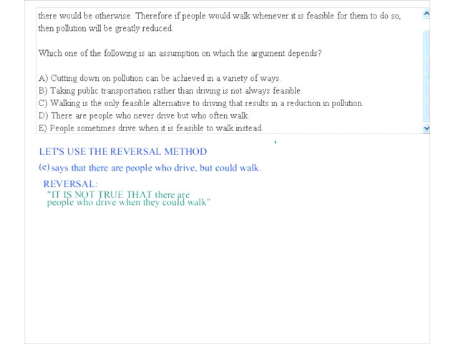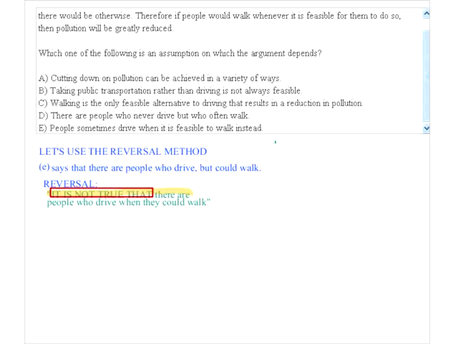Yeah, the one that was just typed in the text box is the correct reversal, the one typed by a user called Nidi. Remember, you've got to be really careful about the way that you reverse these things. It helps to actually just stick these words in front: it is not true that. And then you see what you get out of doing that. So if it is not true that there are such people, then that means there are not such people.